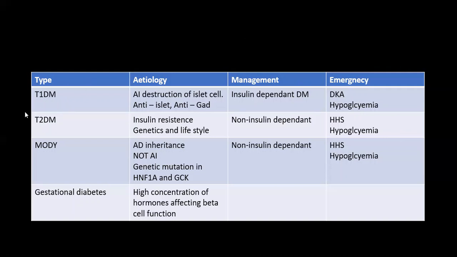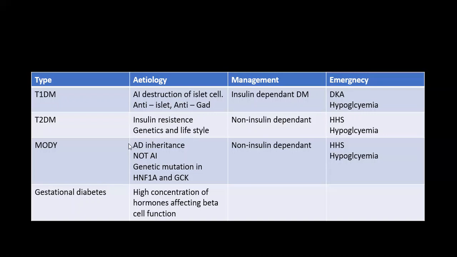We then have type 2 diabetes mellitus, which is caused by insulin resistance, as we spoke about earlier, and this is due to genetics and lifestyle. So this is a non-insulin dependent type, so this can be treated with lifestyle changes and medications. And the emergency in this would be hyperglycemic hyperosmolar state. And again, once we're treating, another emergency would be hypoglycemia.